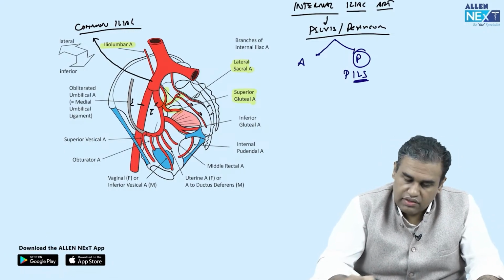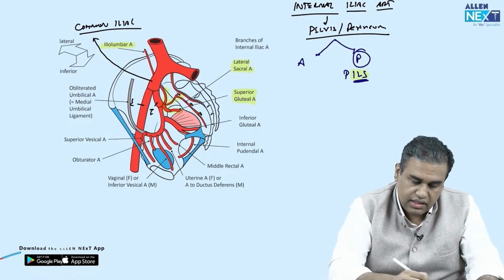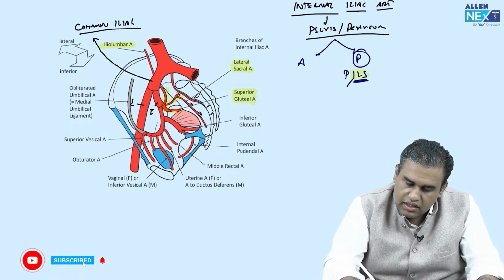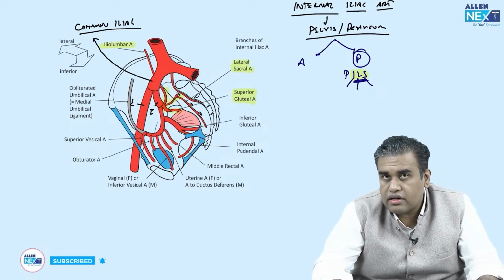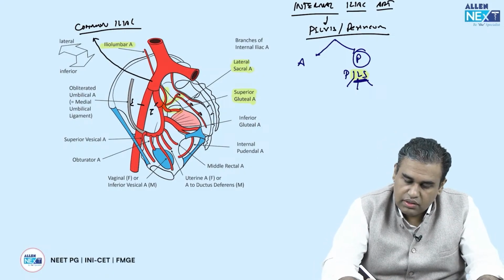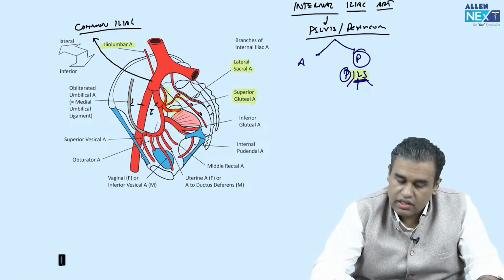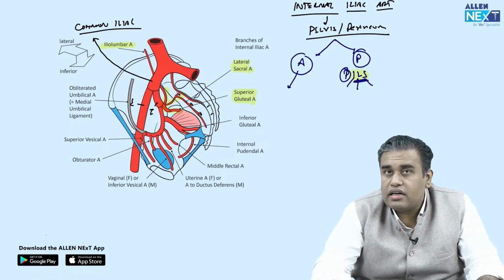ओके, इलियोलंबर, देयरफॉर दे आर नोन एज पिल्स, PILS. आई से क्या है? आई से वी हैव द इलियोलंबर, एल से लेटरल सैक्रल, एस से सुपीरियर ग्लूटियल आर्टरी. ये 3 ब्रांचेस याद रखिए फ्रॉम द पी से पोस्टीरियर डिवीजन ऑफ इंटरनल इलियक. रेस्ट ऑल द ब्रांचेस दे कम फ्रॉम एंटीरियर डिवीजन.